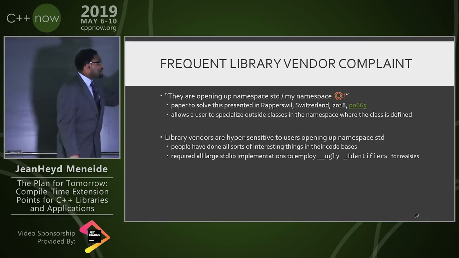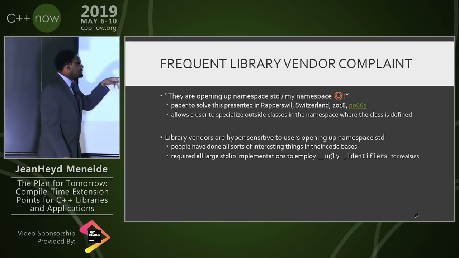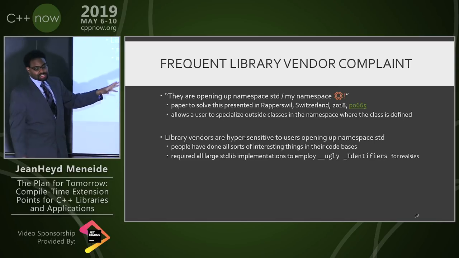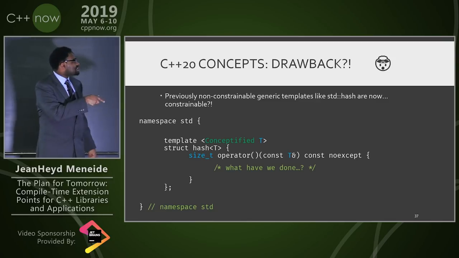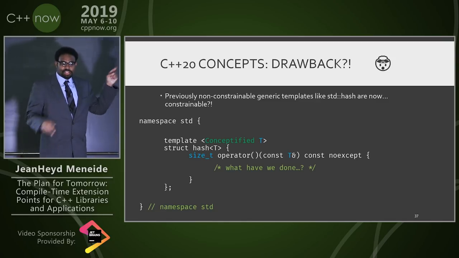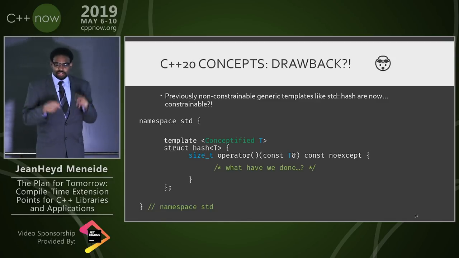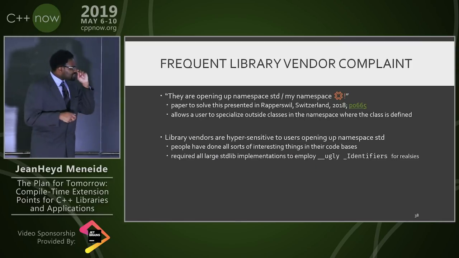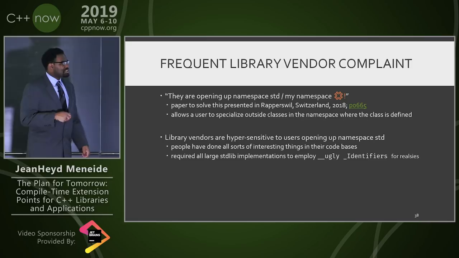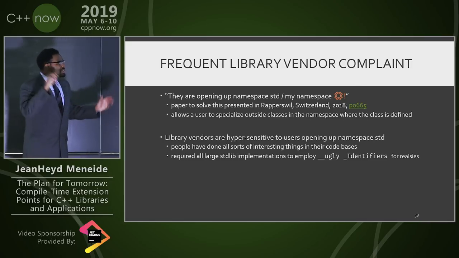But there is a paper. It was last seen in Rapperswil, Switzerland, at the standards meeting there, P0665. The whole point of that paper is that you're allowed to write these specializations, but not in namespace std. You can write them in your own namespace, which prevents people from opening up other namespaces. We haven't gotten to look at it since Rapperswil in 2018, so I think it might be pushed to C++23. But there's a lot of bikeshedding.